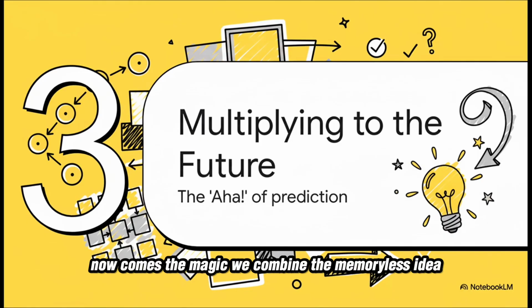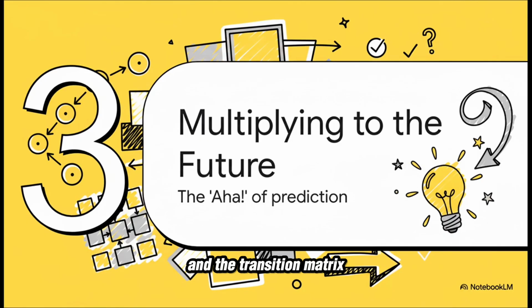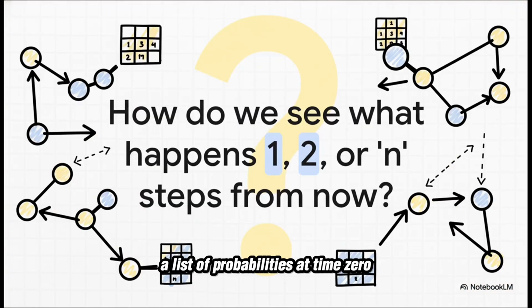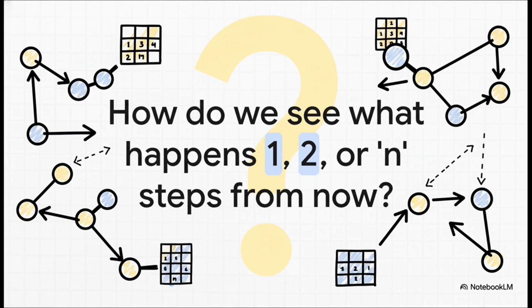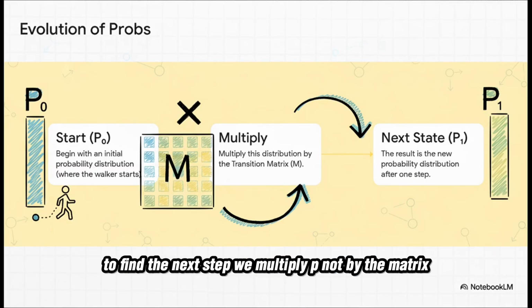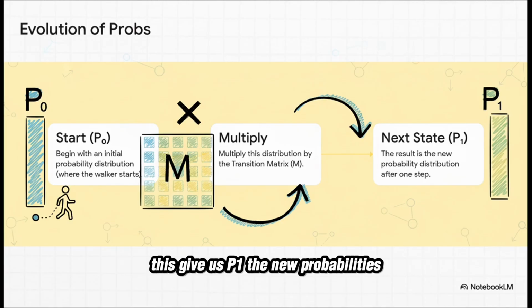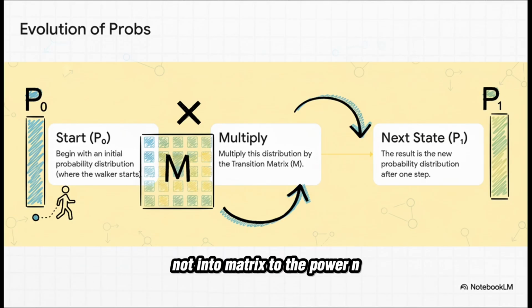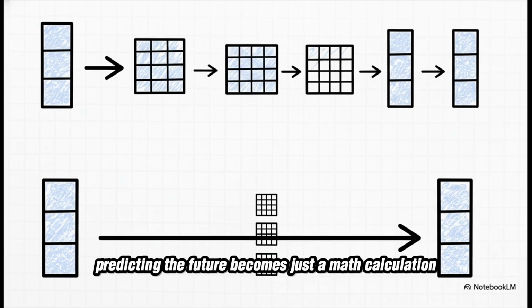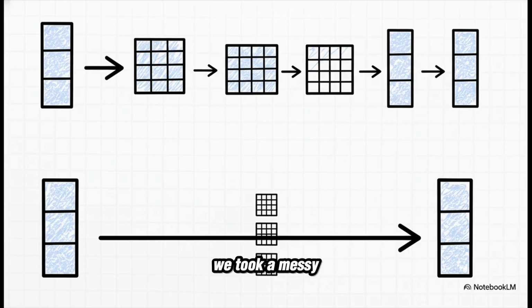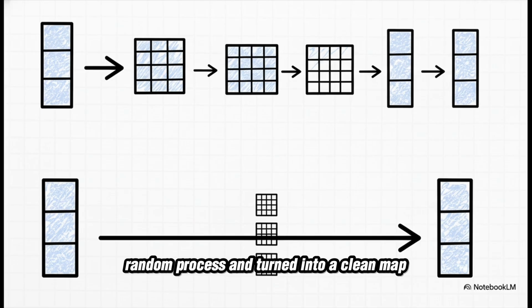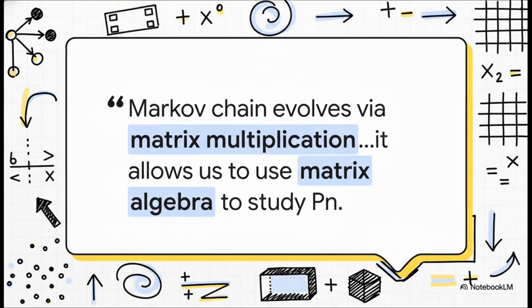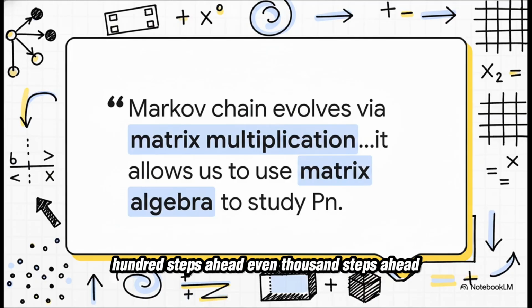Now comes the magic. We combine the memoryless idea and the transition matrix. First, we start with a vector, a list of probabilities at time 0. To find the next step, we multiply P0 by the matrix. This gives us P1, the new probabilities. Now, here is the powerful part. One step, multiply once. N steps, multiply n times. So the future after n steps becomes P0 times the matrix to the power n. Predicting the future becomes just a math calculation. We took a messy random process and turned it into clean math. Now we can predict 10 steps ahead, 100 steps ahead, even 1000 steps ahead.